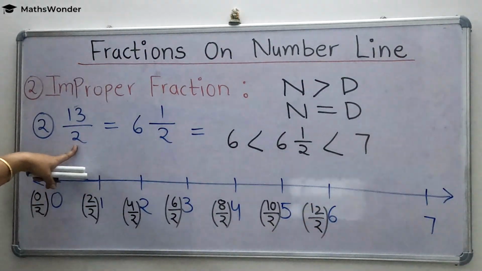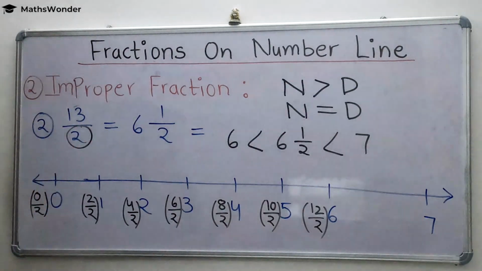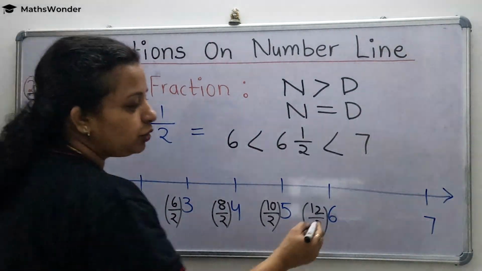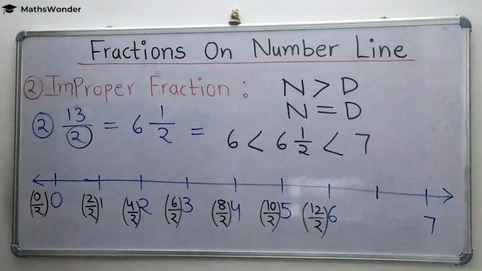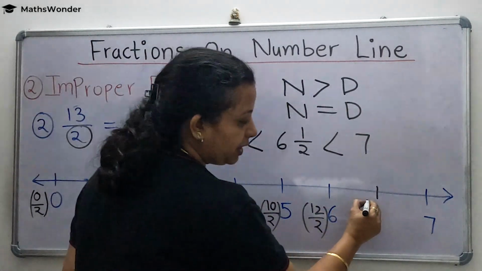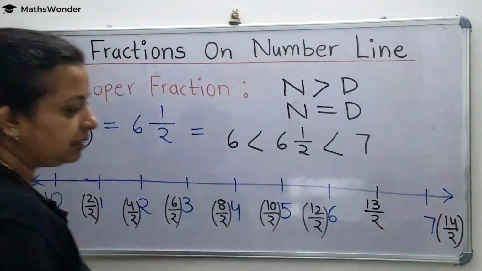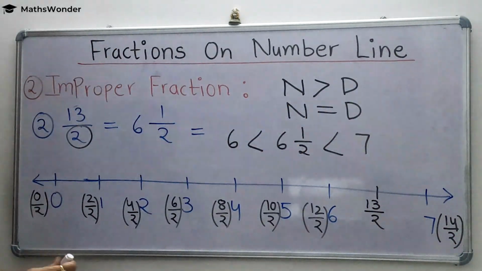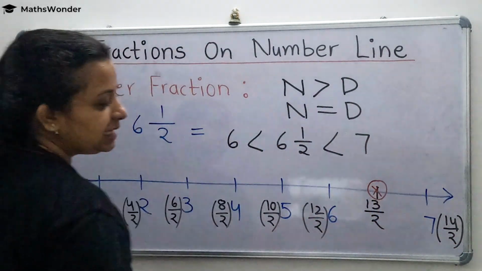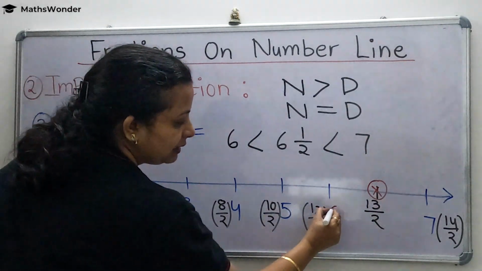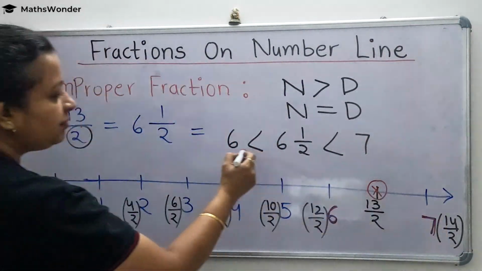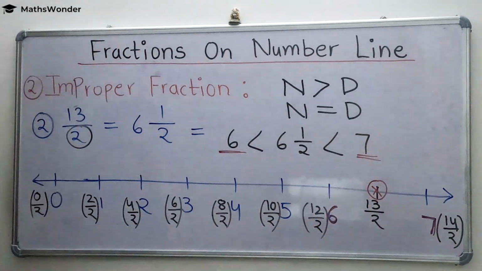Now you have to check what the denominator is. The denominator is the king of the fraction. Everything is based on the denominator. So you have to make 2 equal parts because the denominator is 2. Now after 12 over 2, which number will come? 13 over 2, and this is 14 over 2, which automatically gives 7. Now we have to represent 13 over 2. So this is your number. It will lie between 6 and 7, as we have written here. See? Understood the concept?